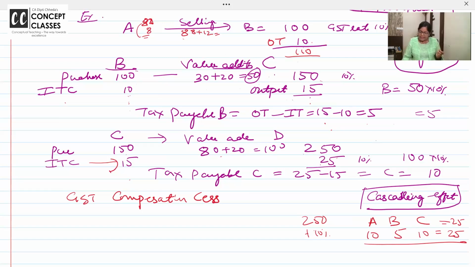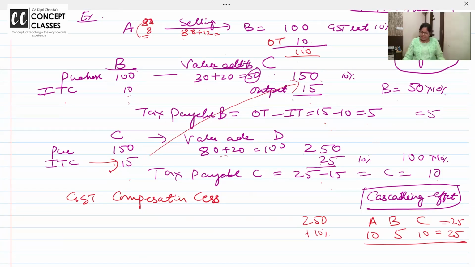Finally, C is collecting 25 rupees from D. C has already paid 15 rupees here. You can see that it is being set off, exactly on the value addition. So, when a person pays 10 rupees at the rate of 10%, everyone knows that his value addition is 100. B is paying 5 rupees at the rate of 10%, so definitely his value addition is 50.